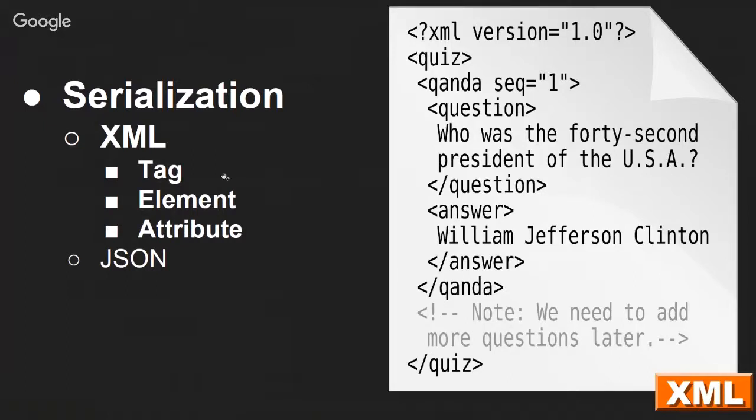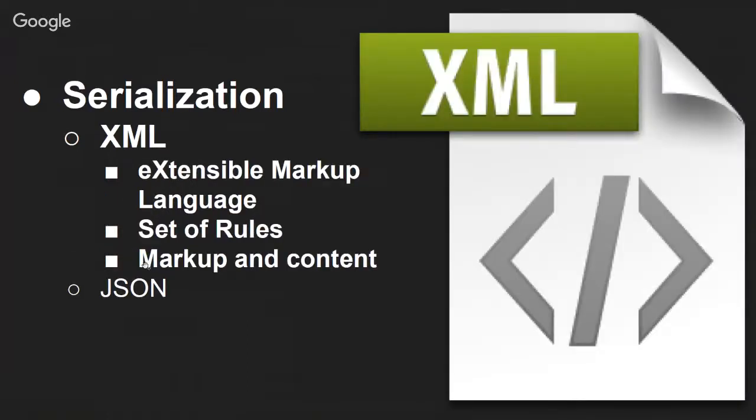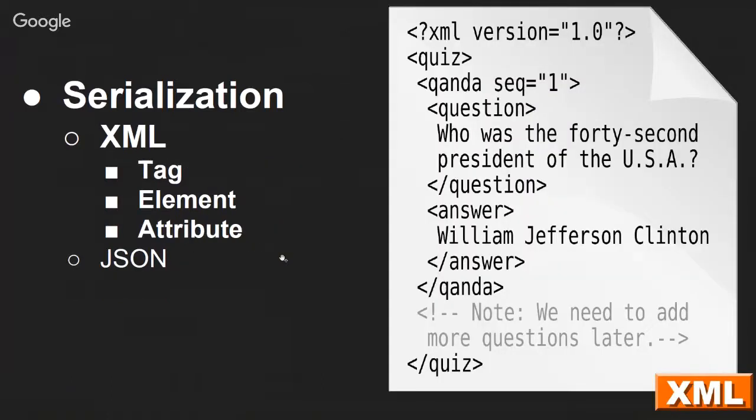XML has tags. These are the ones with the lower-than and bigger-than symbols. So here's a quiz tag and a closing quiz tag. As we said before, this is a markup language, so we say where it starts and where it ends. Here's the tag that says it's going to start, and the closing quiz tag that says it is going to end.